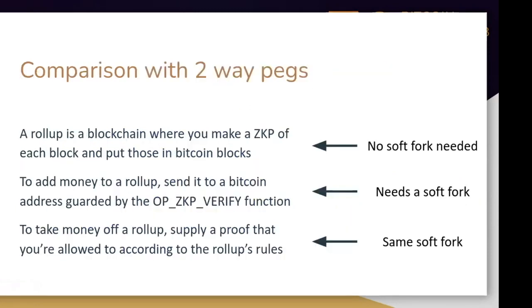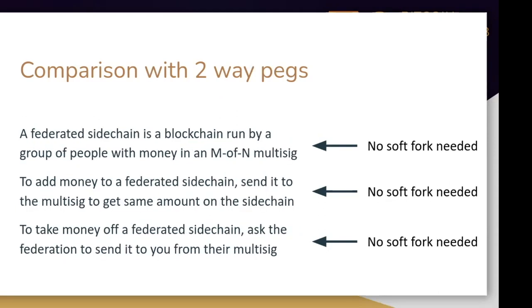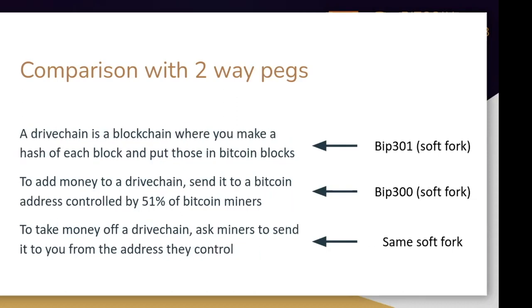And really, the advantage of Spacechain by comparison is that there's no soft fork needed for Spacechains, and they get you all of these cool properties, except for a way to put Bitcoins on and get them off again. But yeah, so that's what Spacechains are.